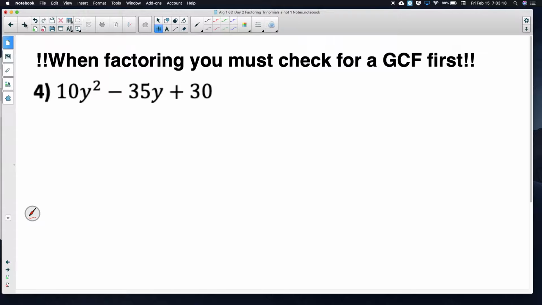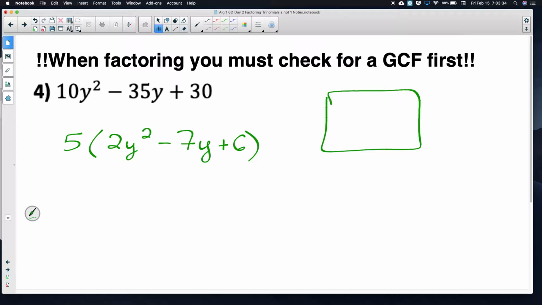Got two more examples for you. 10y squared minus 35y plus 30. Look for a greatest common factor. They each have a 5 in common. So I'm left with 2y squared minus 7y plus 6. And so I go to my box now. 2y squared, 6. So they have to multiply to give me 12y squared. They have to add to give me negative 7y.